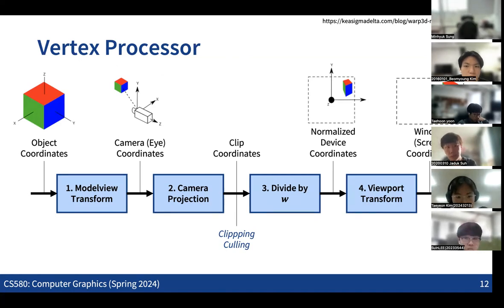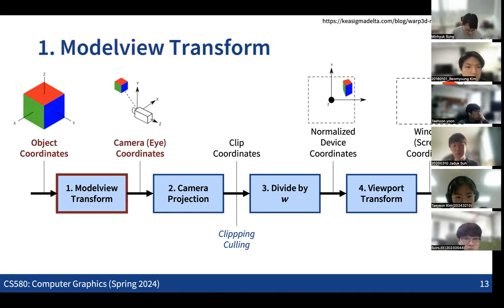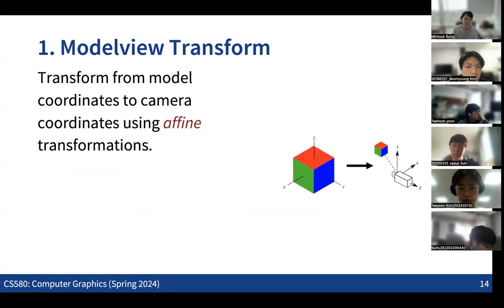So in the model view transform, this is the process where we place 3D objects in the scene. When you think about making a 3D virtual scene, we have 3D objects which are defined based on local coordinates. As you can see, we have this box in 3D space, which is defined with its own 3D local coordinates.